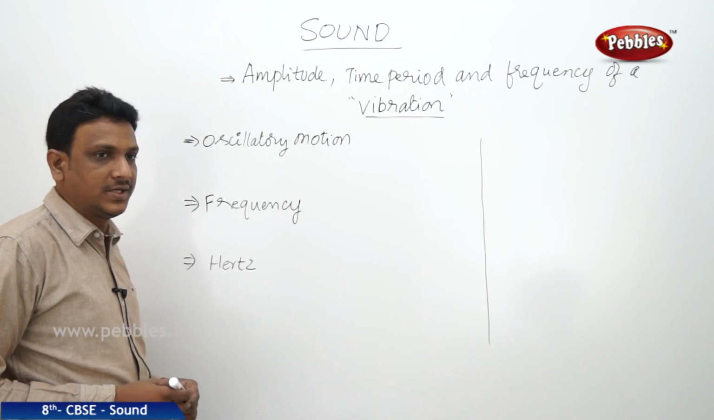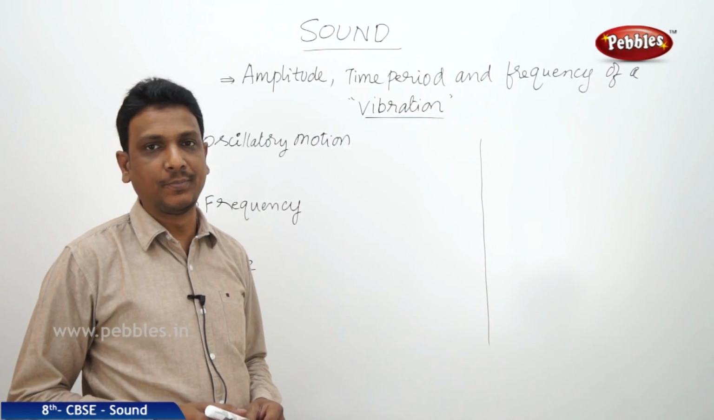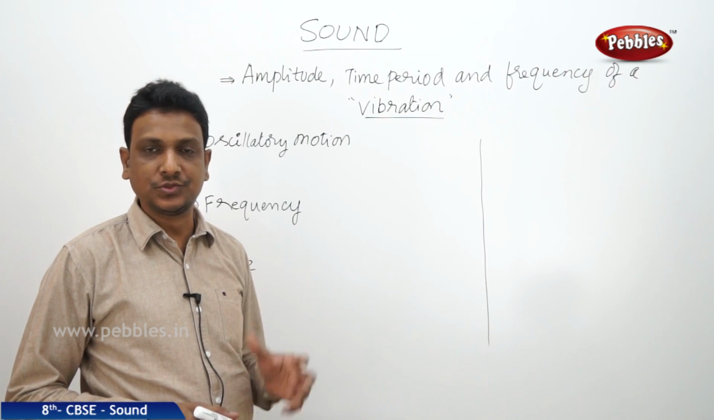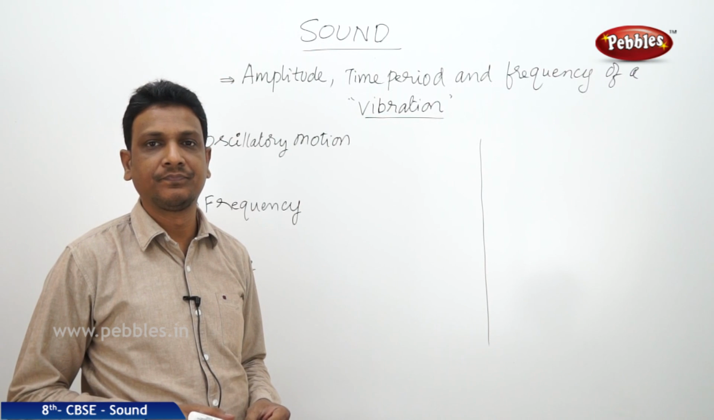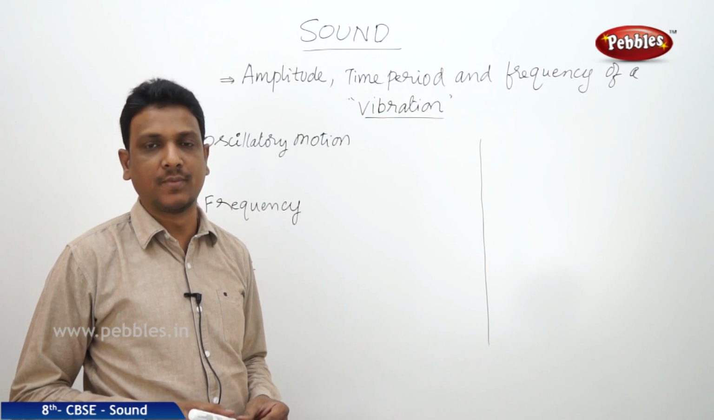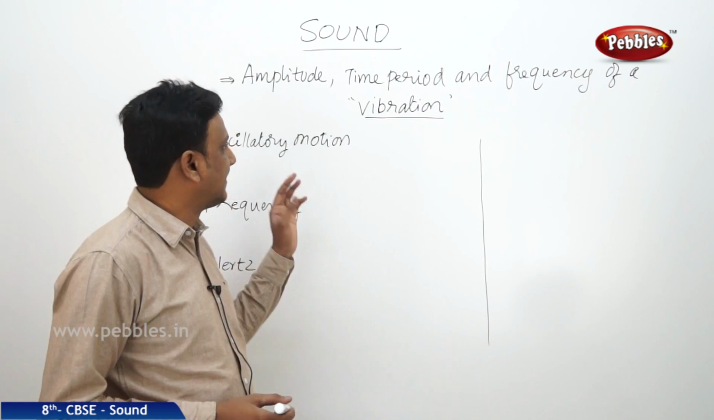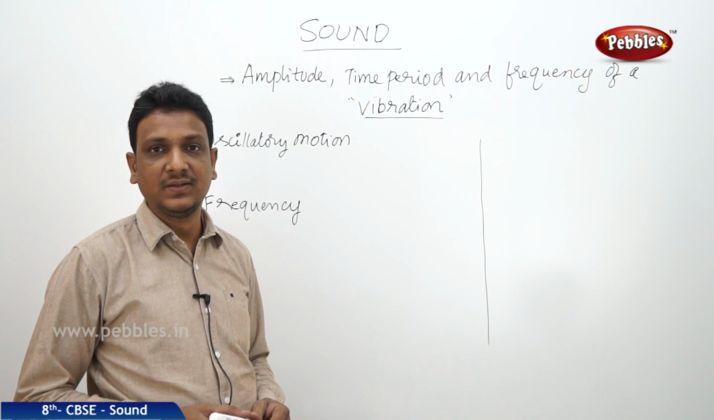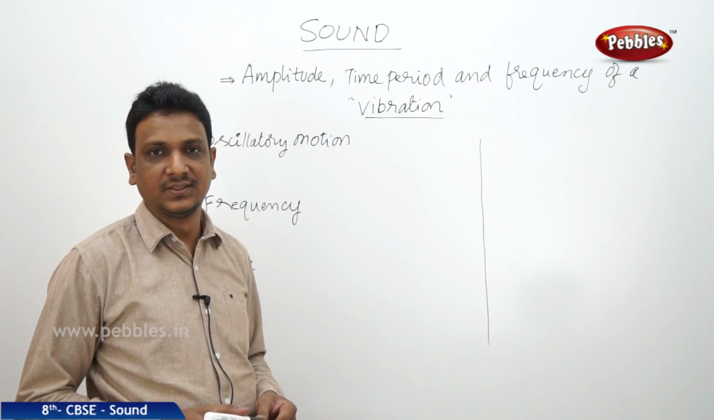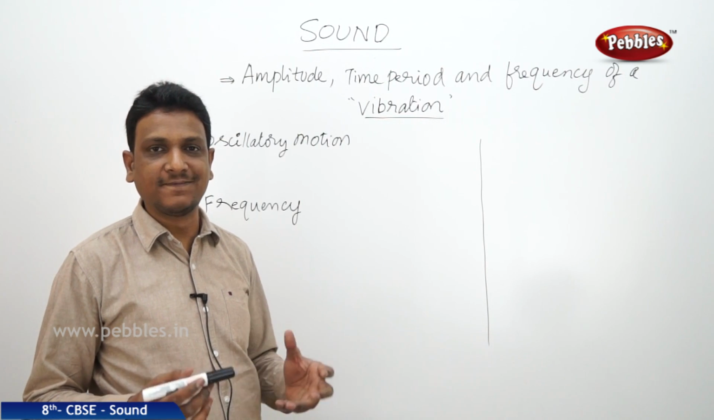So now we are going to look at the physical properties of sound. So far we have discussed the general issues connected to sound. Now we are going to see the physical properties. If you understand these physical properties, then we can understand why the sounds are different. So what makes a different sound?